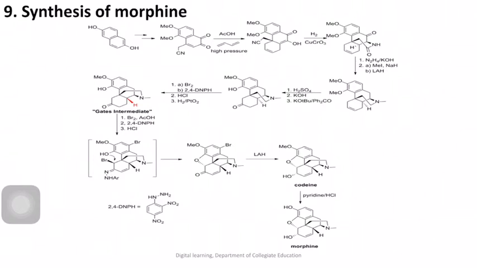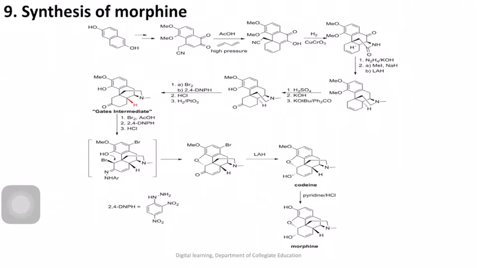In the presence of base with benzophenone, it gives this compound. And finally we got codeinone. Then, when it is treated with pyridine HCl, it gives morphine. And also here we have mentioned 2,4-DNPH, right? That is 2,4-dinitrophenylhydrazine. Even the structure is written here. AcOH means acetic acid, bromine in acetic acid.